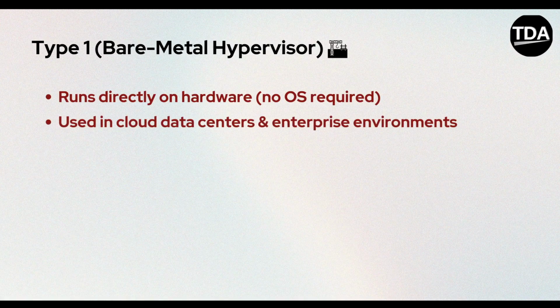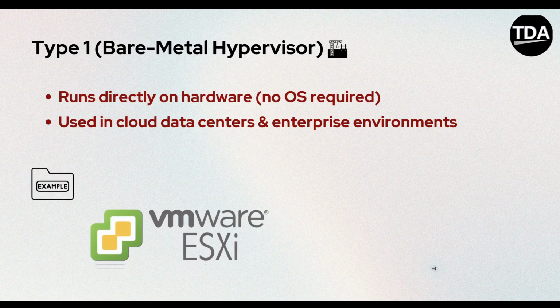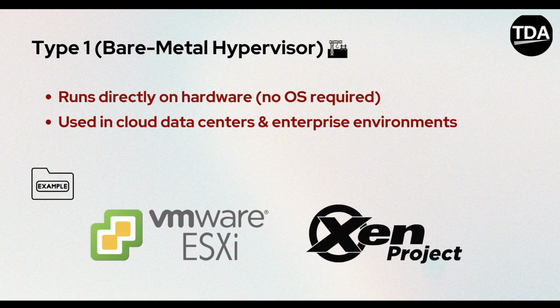Type 1, the bare metal hypervisors. They run directly on the hardware, so no operating system is required, and they are used in cloud data centers and enterprise environments. Imagine a bullet train that runs directly on tracks. It's fast and efficient because it does not rely on anything else. Some of the examples of bare metal hypervisors are VMware ESXi and Xen.